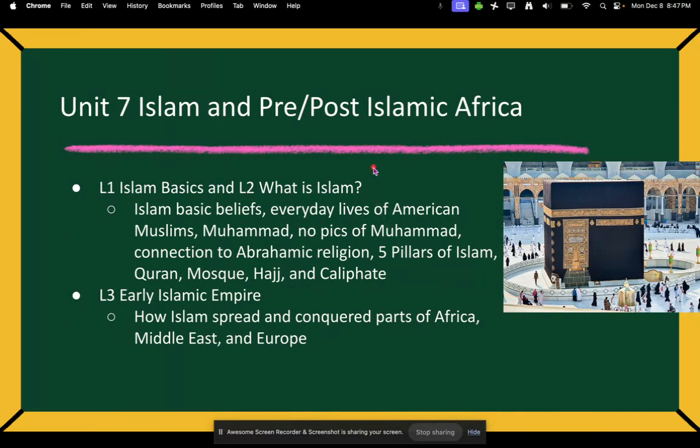All right. In lesson 1, we talked about Islam basics, as well as what is Islam. So we talked about the Islamic basic beliefs, everyday lives of American Muslims, which we saw in that 1990s cheesy video. Muhammad, and how there are no pictures or artwork of him. Connections to the Abrahamic religions, the 5 pillars of Islam, the Quran, the mosque, the Hajj, and the Caliphate. And lesson 3 was the early Islamic Empire. That was how Islam spread and conquered parts of Africa, Middle East, and parts of Europe.